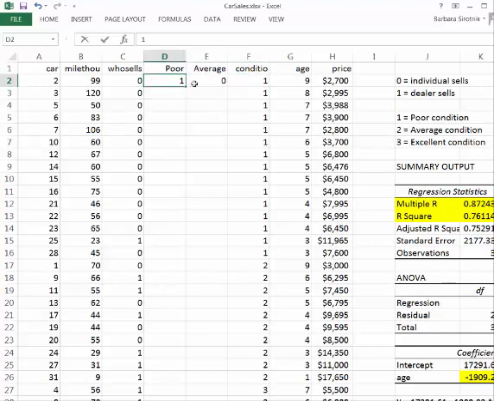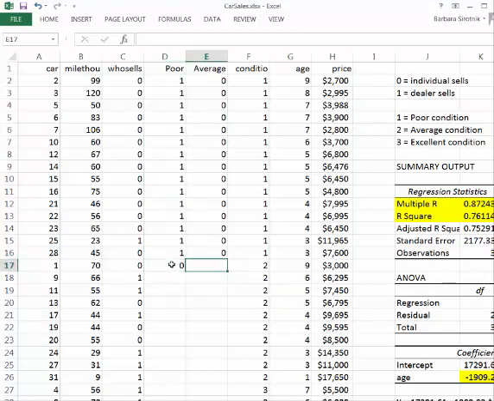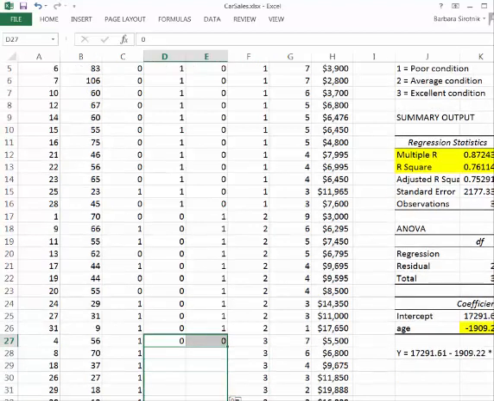I will then go ahead and highlight that. Oh yes, the computer is giving me trouble. Highlight that and pull this down. Now how about for a condition 2, an average condition car? Well, it's not poor, it is average. So now I can go ahead and drag that down for all of those cases. How about the 3s, the excellent condition cars? Well, it's not poor, it's not average. So I will have 0, 0 for all of those cases.